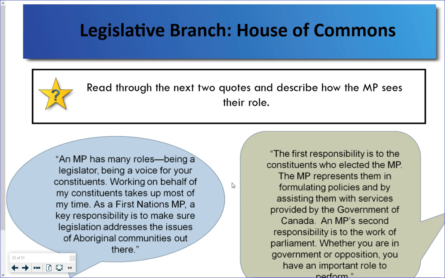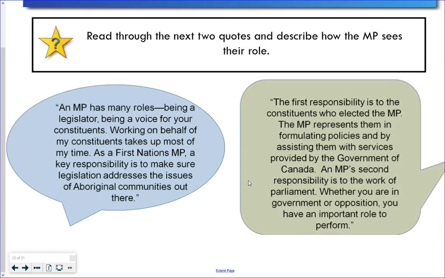All right, you have the legislative branch, House of Commons. These two quotes talk about the role of the MP. So let's just look at the first quote here to the left. An MP has many roles, being a legislature, being a voice for your constituents. Working on behalf of my constituents takes up most of my time. As a First Nations MP, a key responsibility is to make sure the legislation addresses the issues of Aboriginal communities out there. So, according to this quote, the role of an MP is to be the representative of the constituents that voted him in.